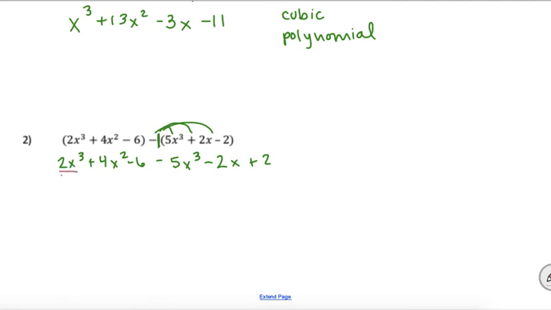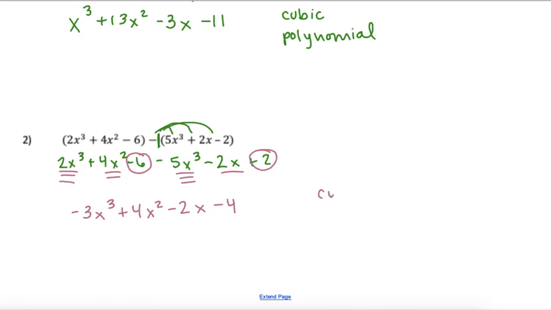And then I look at combining my like terms. So I still go back to kind of the underlining to know what I can combine and what I can't. So 2x cubed minus 5x cubed, okay, is going to be -3x cubed. 4x squared doesn't get combined with anything, so I bring it down. My next one is -2x, can't combine with anything, so I bring it down. And then I have my -6 plus 2, that will be -4. Again, I have another cubic, 1, 2, 3, 4, polynomial.